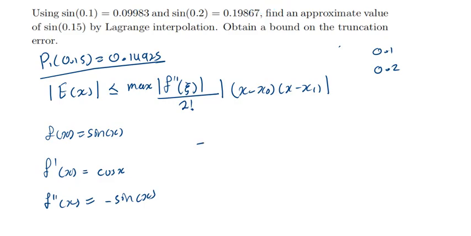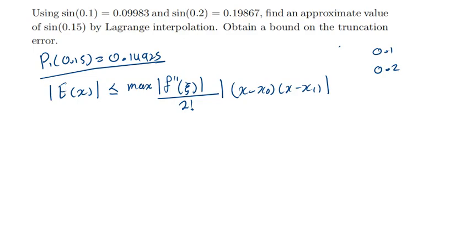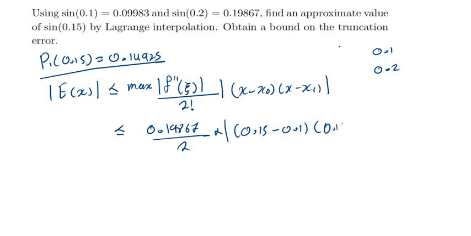Imagine it were minus 0.19867; because you're dealing with the absolute value of this number, it's just this one itself, which is positive. So all you do here is this. What we have determined is that the maximum is 0.19867, divided by 2 factorial, which is just 2, then multiplied by this expression here as well: your x, which is still 0.15, minus x naught, which is 0.1, then again 0.15 minus x1, which is 0.2.